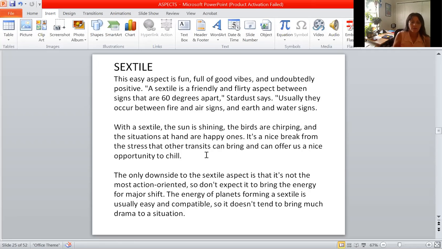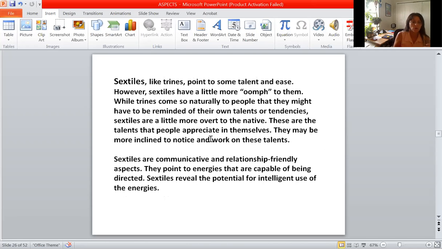And these planets that form a sextile are usually easy and compatible as long as it doesn't bring too much drama to a situation, which they usually don't, unless there's something else involved. So sextiles, like trines, point to some talent and ease. However, they have a little more oomph to them, while trines come so naturally to people that they might have to be reminded of their own talents or tendencies. Sextiles are a little more overt.